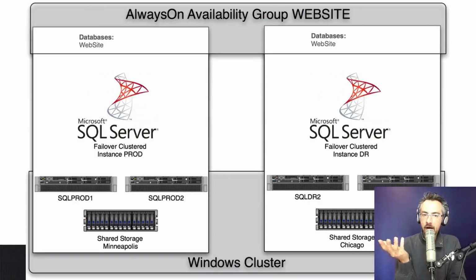This is a very common implementation for what I see out there. I see a failover cluster in each data center. So I have over in one data center, and in this example, I'm using Minneapolis and Chicago because this is an example of Discovery Channel's infrastructure. We talk about them all the time in class tuning. But I have a failover cluster on shared storage in one data center. So this is a SQL Server failover clustered instance that can fail over to either of these two physical nodes.